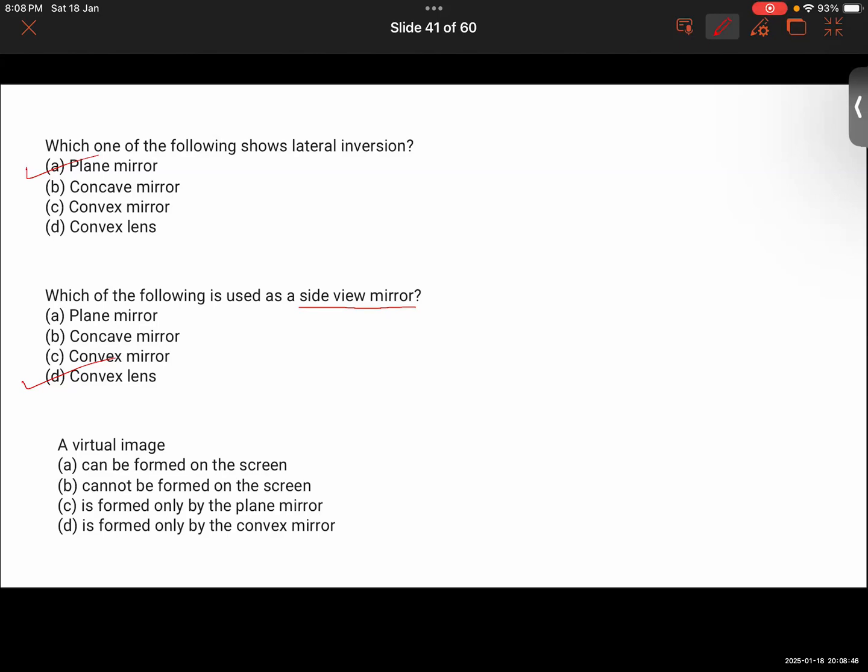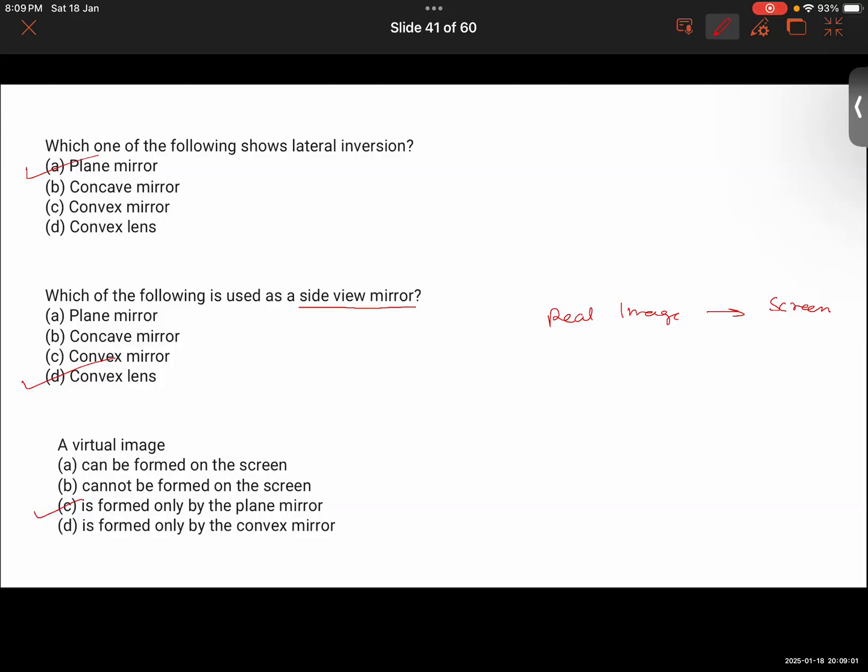No, sir. Real images form on the screen now. A real image is formed on the screen, and it is formed only by the plane mirror. Yes, sir, I agree. Option C is appropriate.